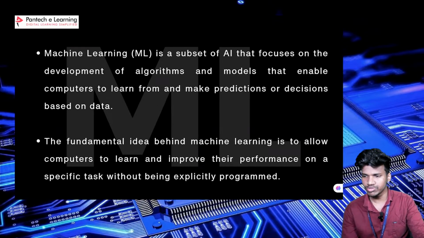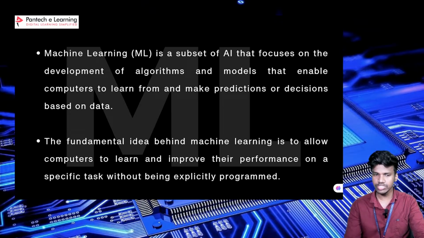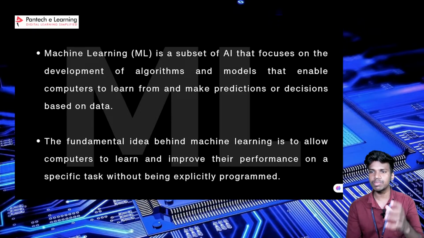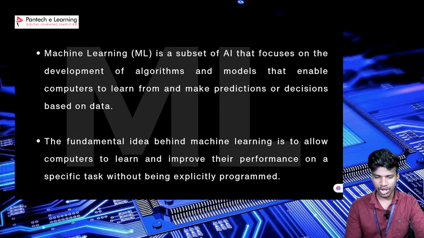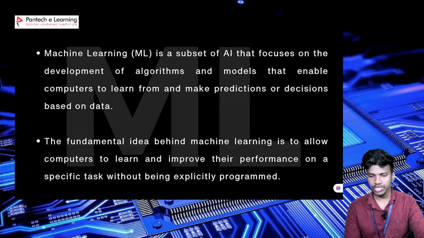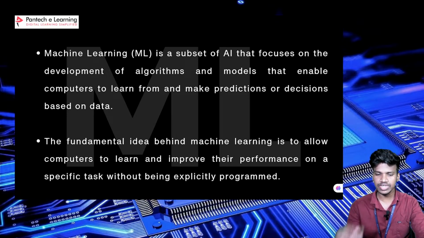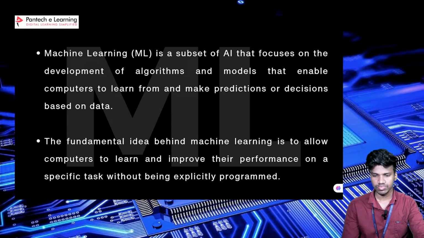Most people already say machine learning is a subset of artificial intelligence. It focuses on development using algorithms and computers to learn from particular data; that is called machine learning. Simply said, machine learning is a process of artificial intelligence. The fundamental idea behind machine learning is to allow computers to learn and improve their performance on a specific task without being explicitly programmed.